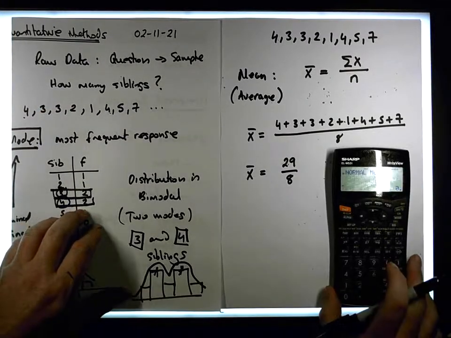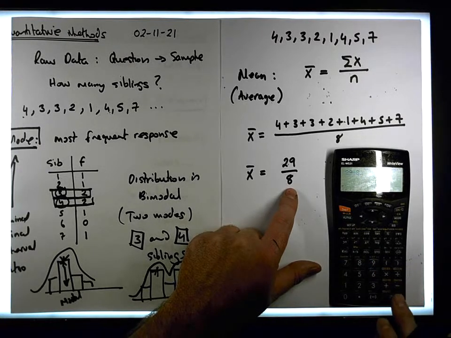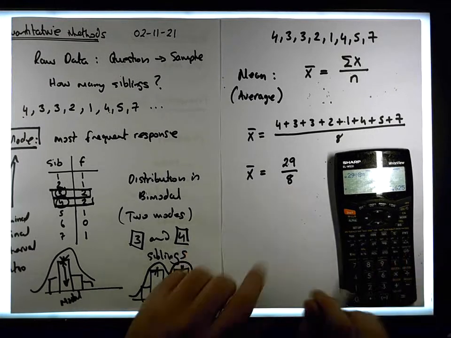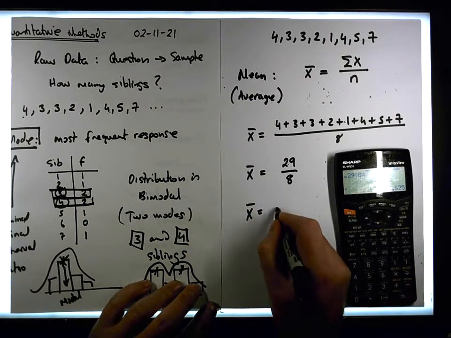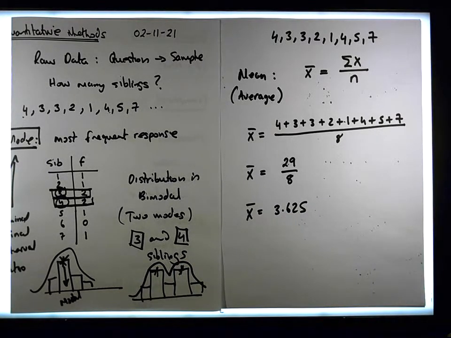So if we just come across here, if we take 29 and we divide it by 8, we get a value of 3.625. So we get our X bar is 3.625. That's now our average. Okay.